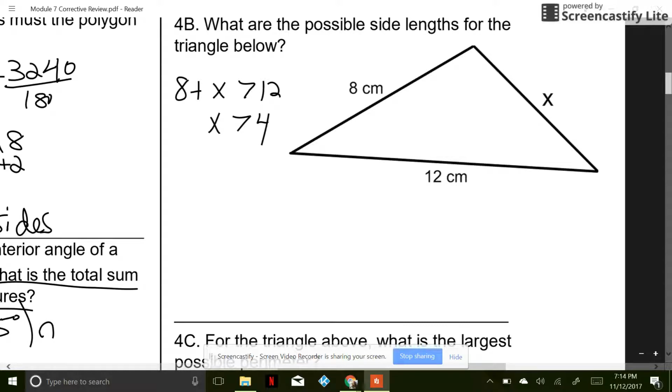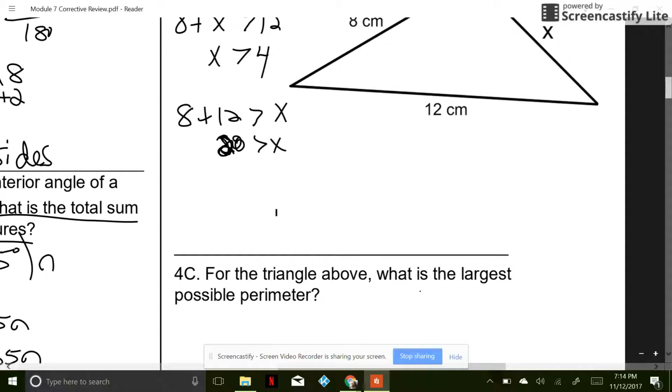Let's say, though, that X is the biggest side. So that means the two smaller sides would be 8 and 12. In that case, that would be bigger than X. 20. So that means X has to be less than 20. So the possible values for X has to be greater than 4, but less than 20.